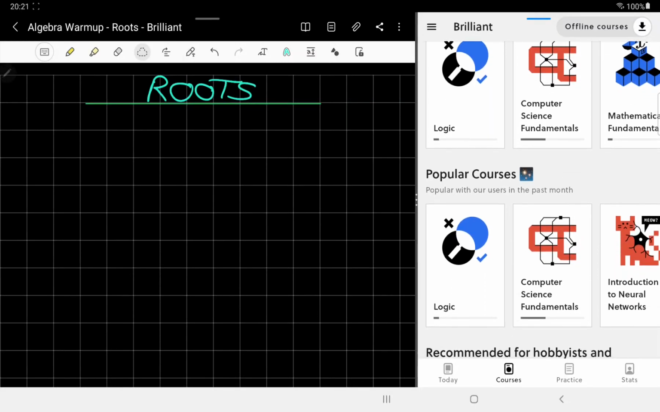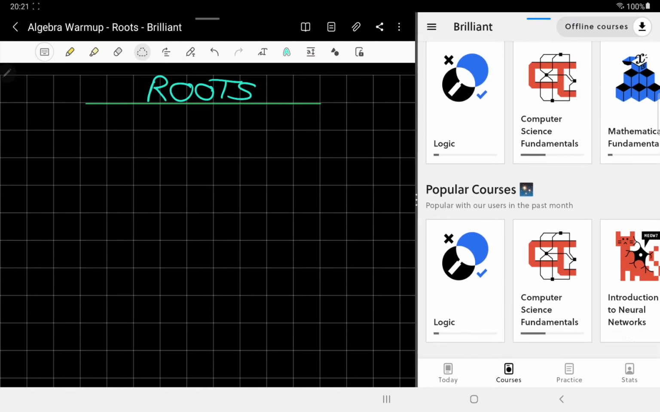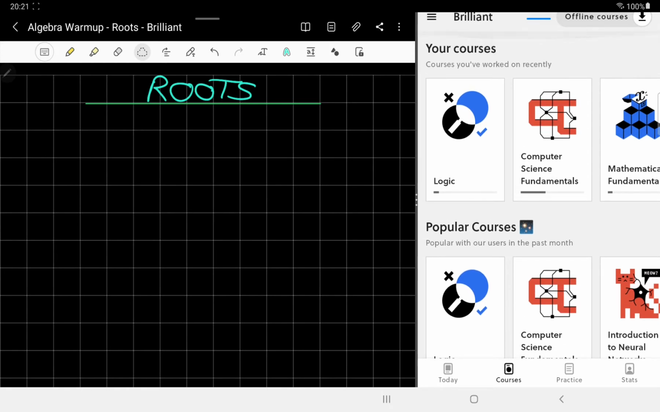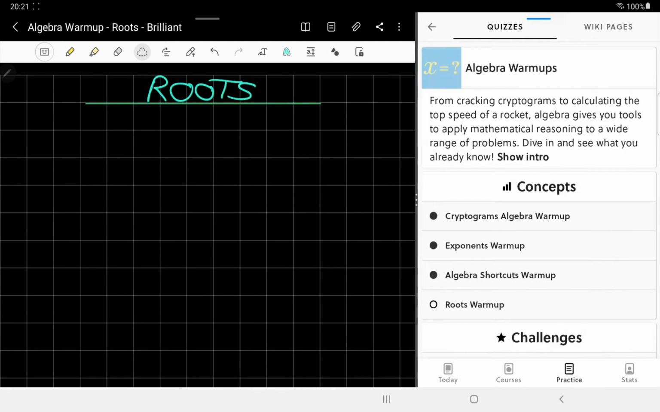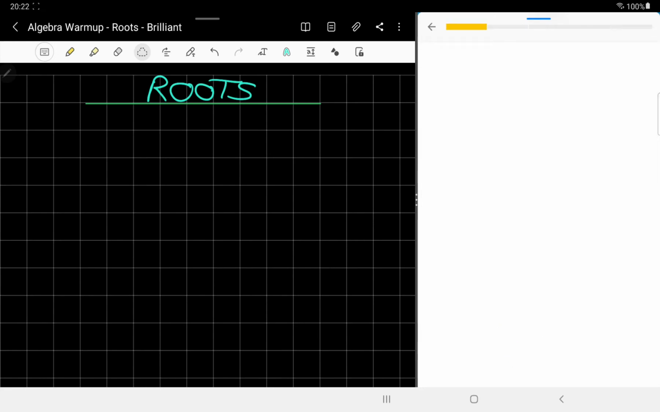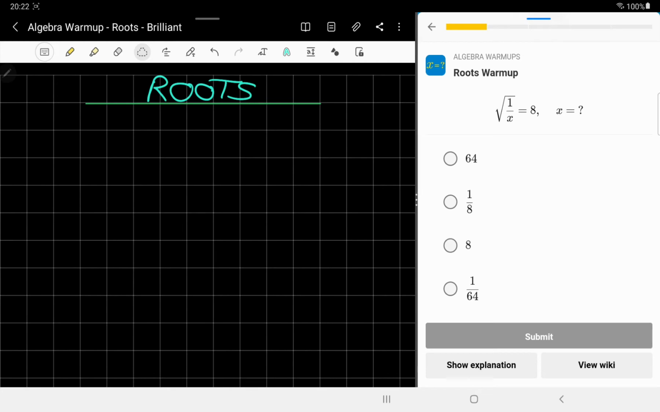Moving on with our algebra practice, I am here in the Brilliant application. In the previous videos we've done cryptograms, exponents warm-up, algebra shortcuts warm-up, and today we're actually going to do root warm-ups. So we'll be jumping straight into it.